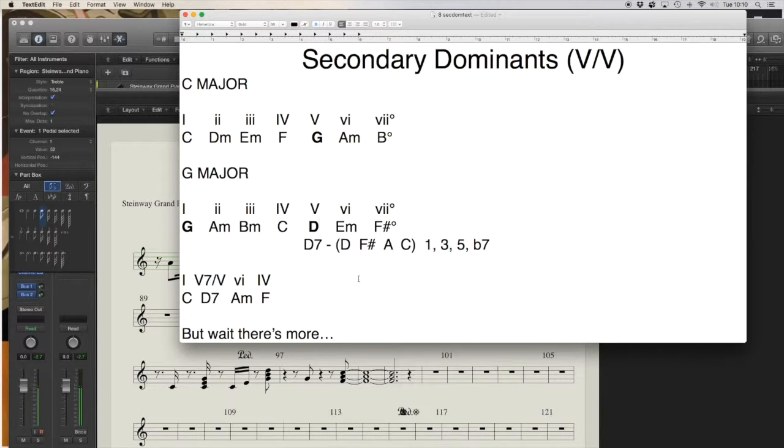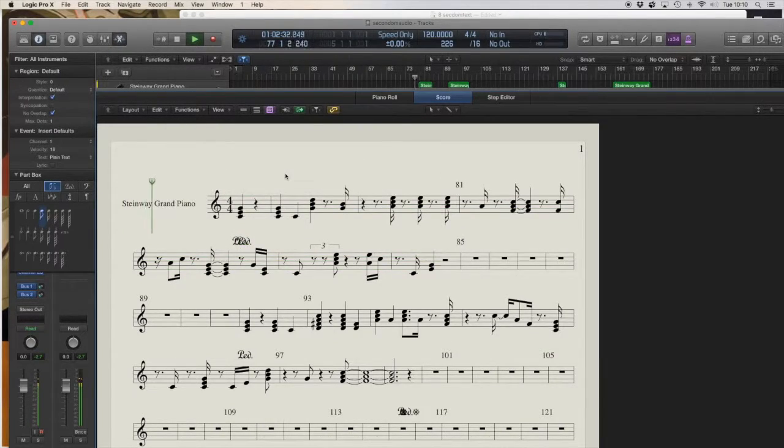So the first thing I'm going to do is play that 1, 5, 6, 4 progression that we did last week. And so listen to that, try to remember what that sounds like.